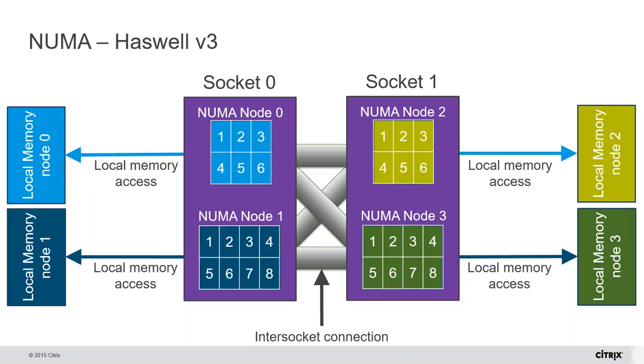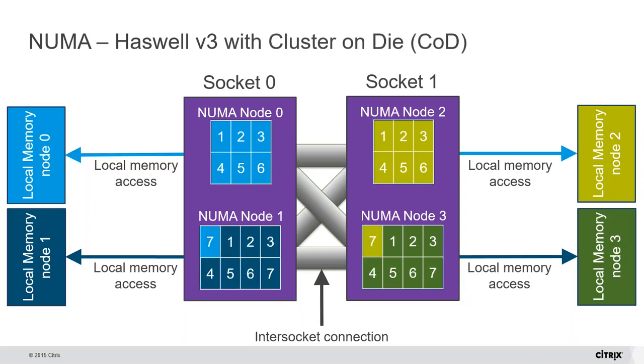With the Haswell version 3, they have this whole thing called cluster on die. Essentially, it creates a cluster, as you would think, but it evenly distributes the cores across the NUMA nodes. So even though the 7 appears in NUMA nodes 1 and 3, the cluster the processor creates actually spans across the NUMA nodes and helps optimize the environment.